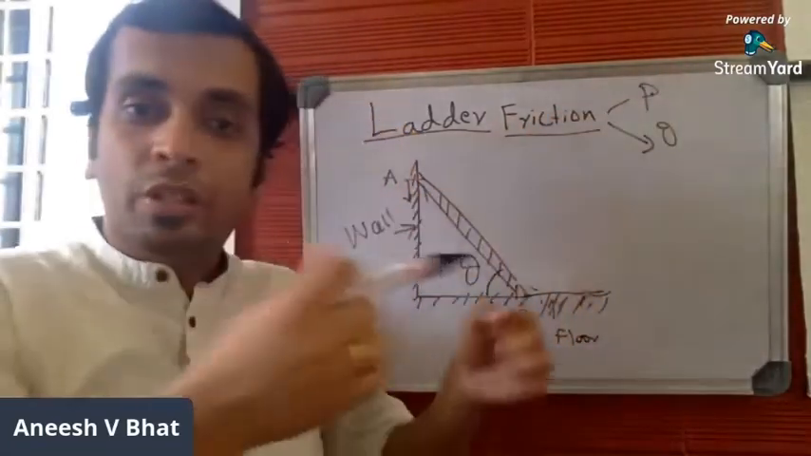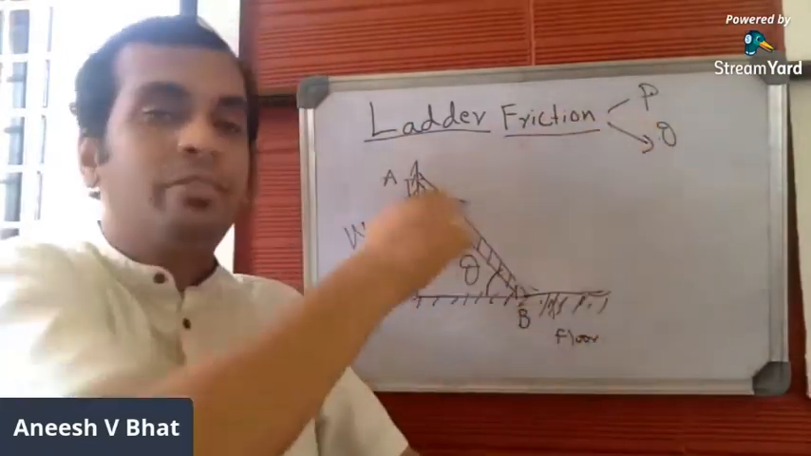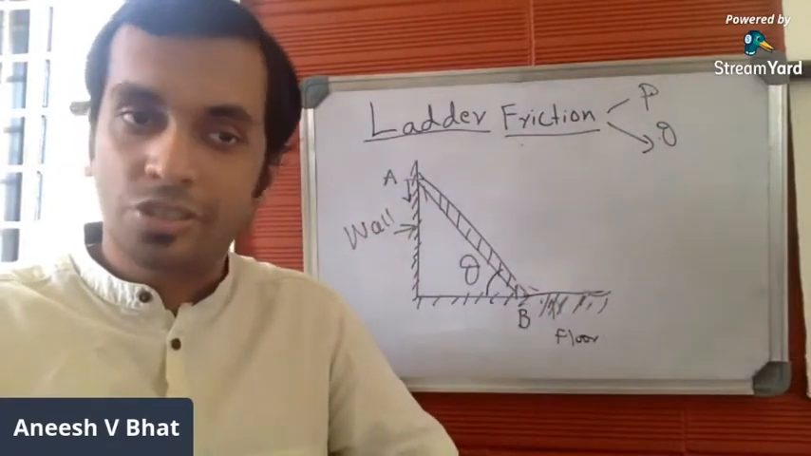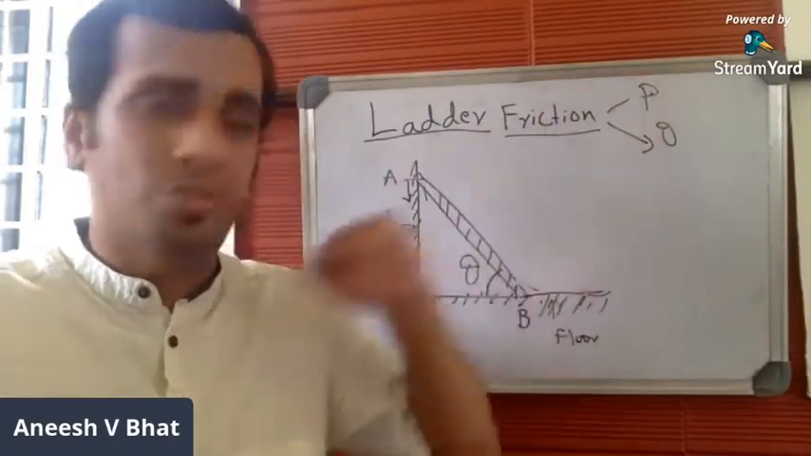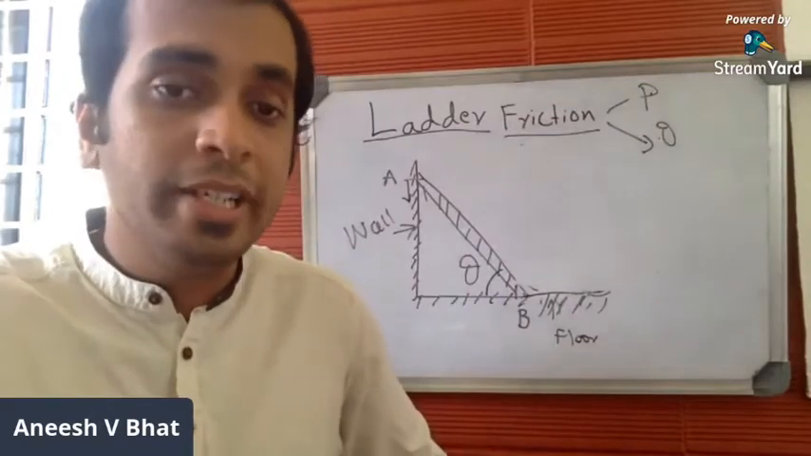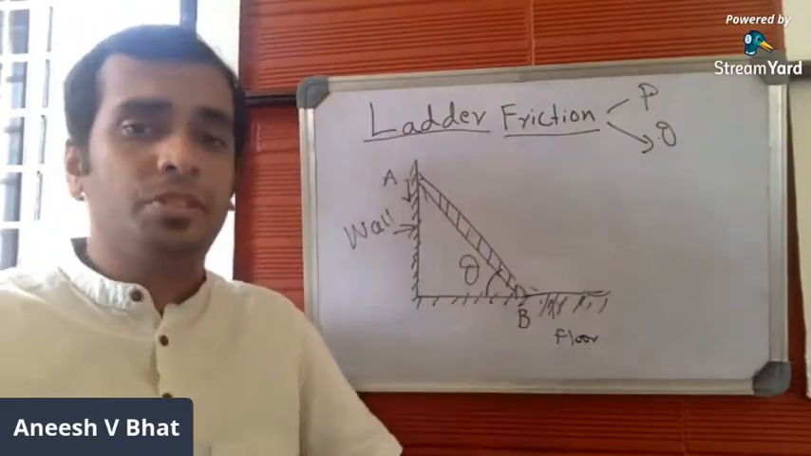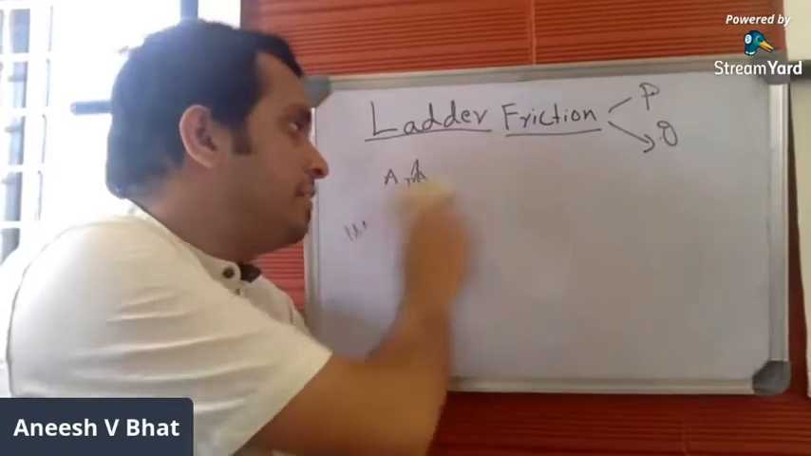P is the external force which you apply at the foot, and theta is the angle made by the ladder with respect to horizontal. These are the two unknowns which you'll be finding. Let us try to understand the steps which you follow in order to find these unknowns.